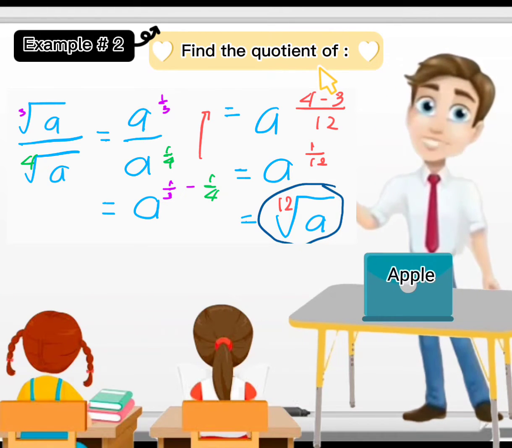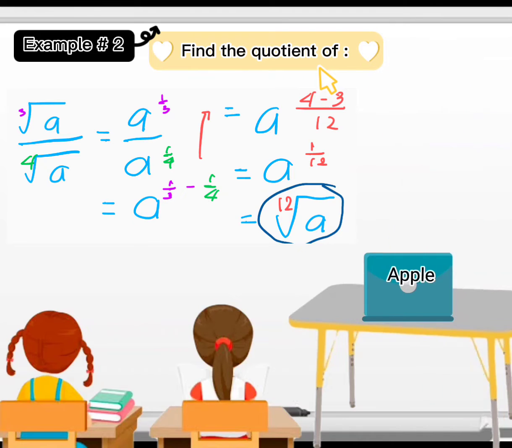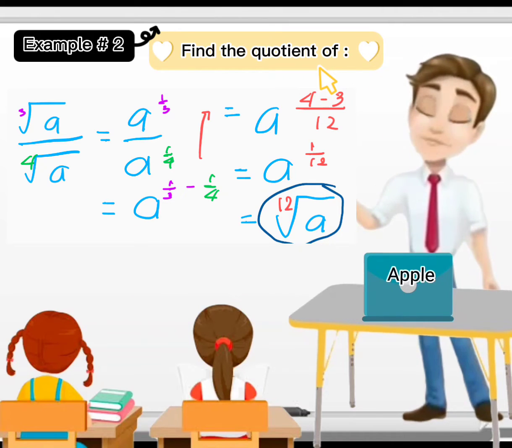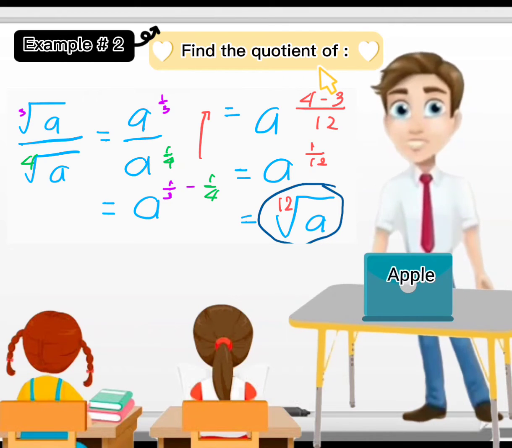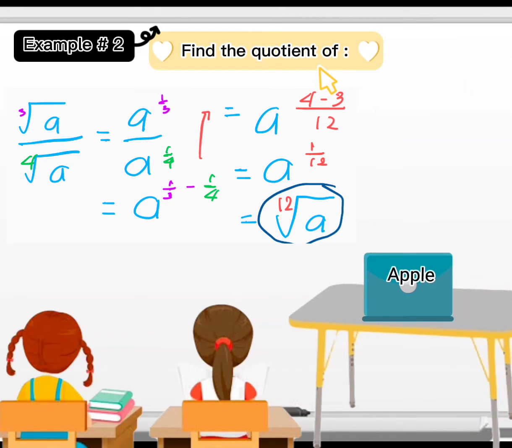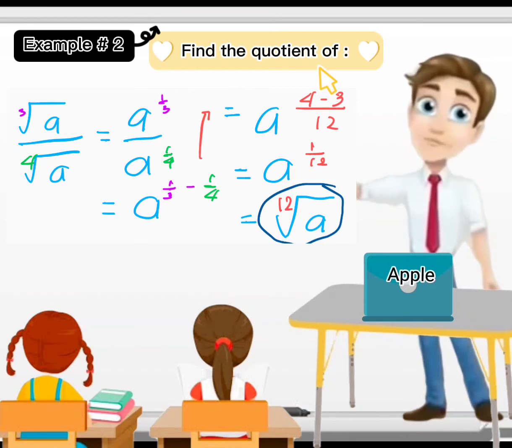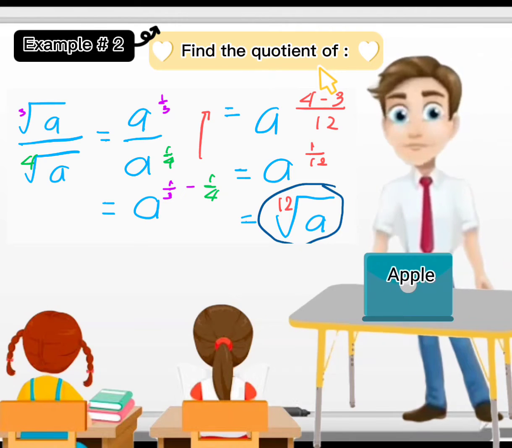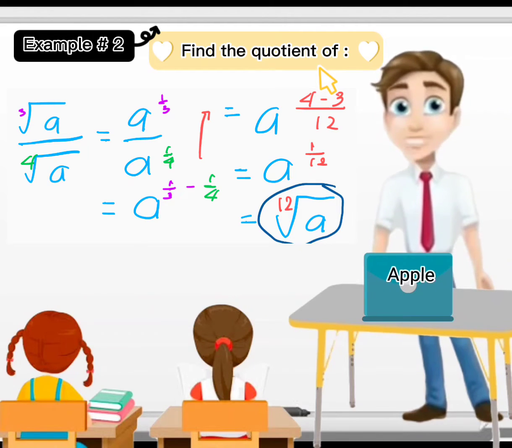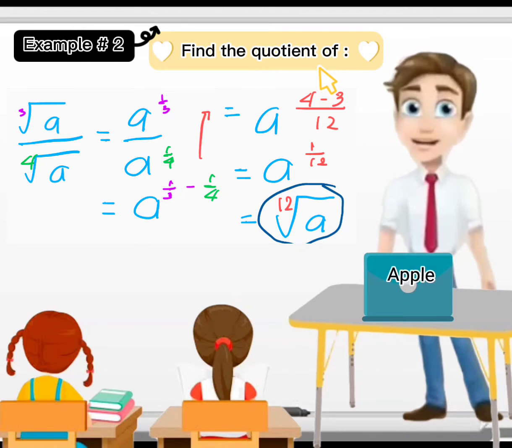And then after converting into rational exponent form, we are going to follow the rule of a power that if they have the same base, we are going to subtract their exponents. Since 1/3 is greater than 1/4, so doon tayo sa taas magma-minus.